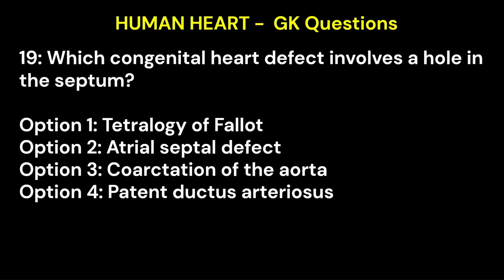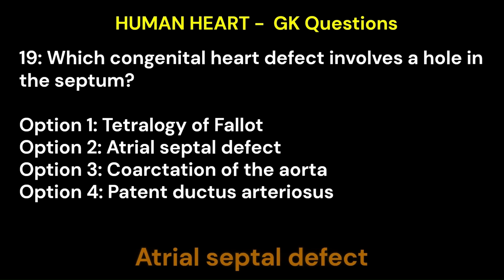Question number 19. Which congenital heart defect involves a hole in the septum? The options are: Option 1, tetralogy of Fallot. Option 2, atrial septal defect. Option 3, coarctation of the aorta. Option 4, patent ductus arteriosus. The correct answer is atrial septal defect.